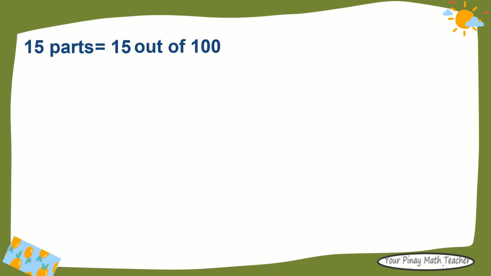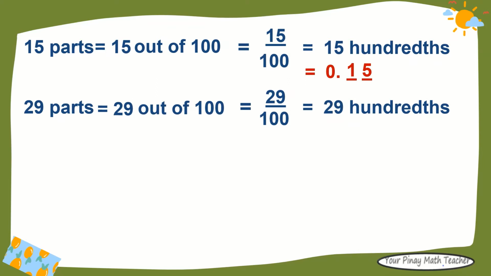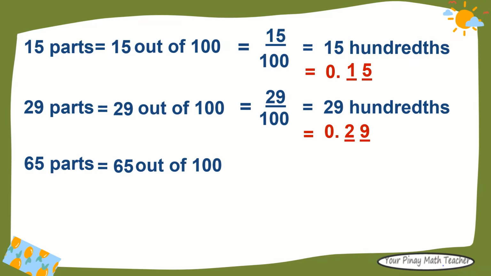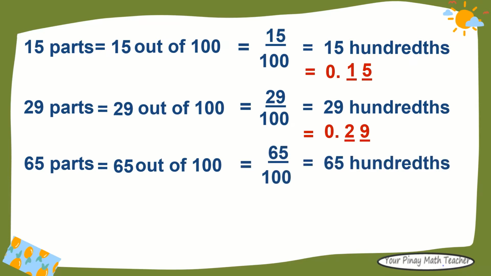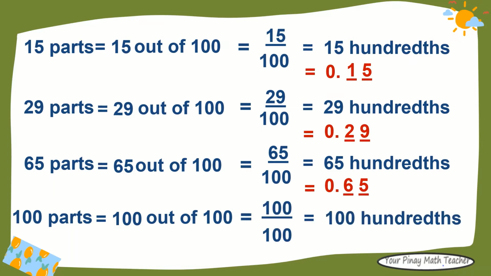How about if there are 15 parts or 15 hundredths? It's equal to 0.15. 29 parts or 29 hundredths, 0.29. 65 out of 100 or 65 hundredths, 0.65. How about if a whole is shaded? So there are 100 out of 100 or 100 hundredths, that is equal to 1.00 or simply one whole.